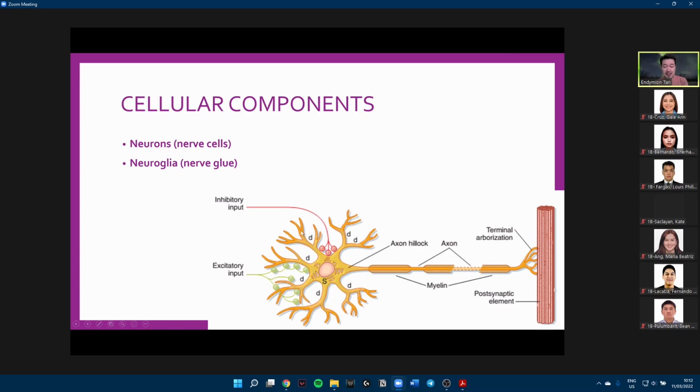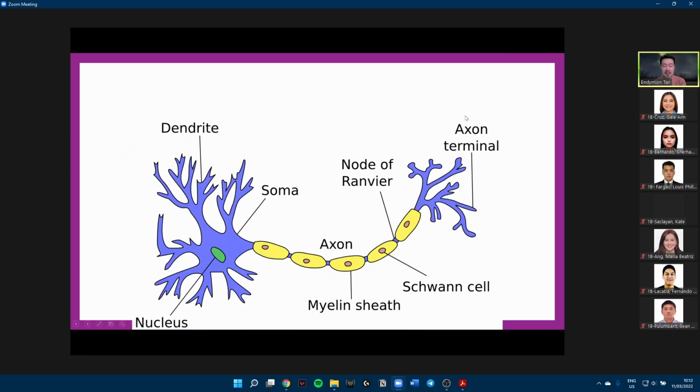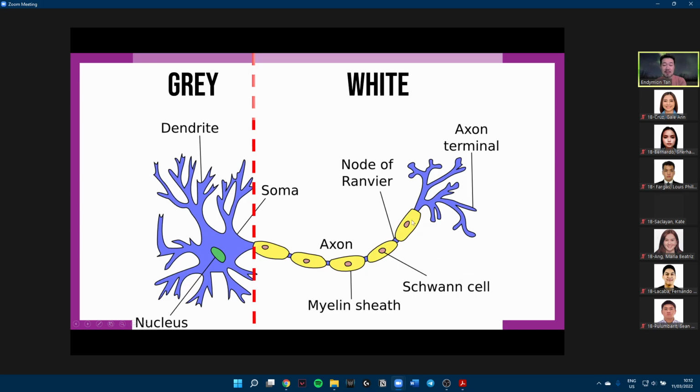So gray matter, white matter. What makes the white matter white is because in the axon, or most of the axons, you have this fatty sheath that covers to give protection and insulation. And this fatty sheath is called the myelin sheath. Okay? To give you a review, gray matter is made up of the dendrites and the soma or cell body, while the white matter is made up of the axon. What makes the axon white is because of the presence of myelin sheath.